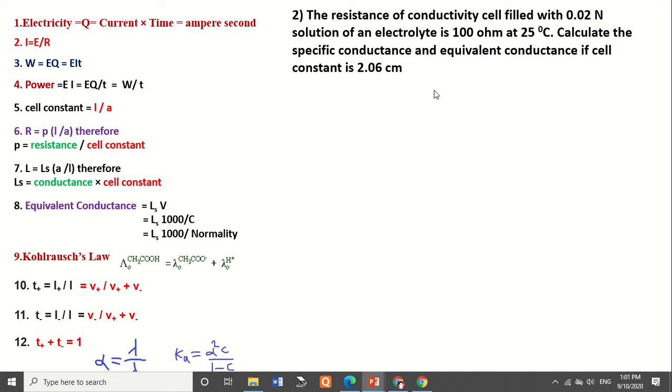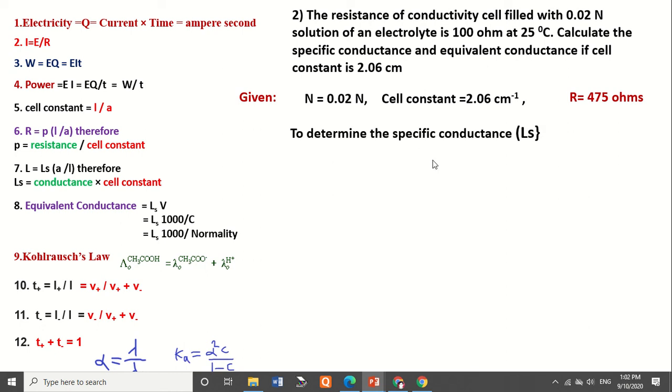Friends, this is solved in a similar way. First, normality is given, that is equal to 0.02 normal. Cell constant is also given, 2.06 per centimeter, and resistance is 1000 ohm.